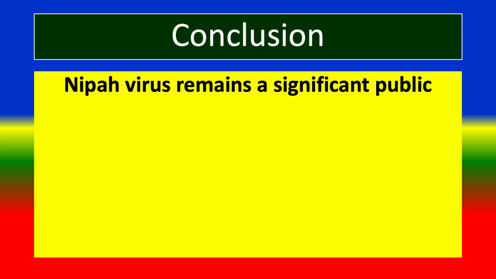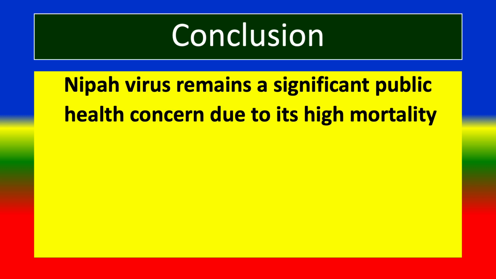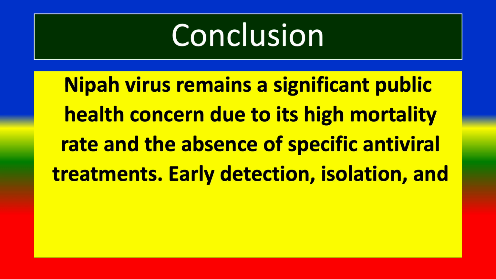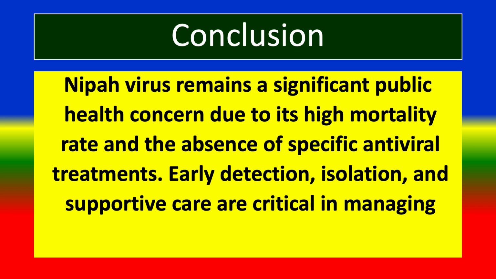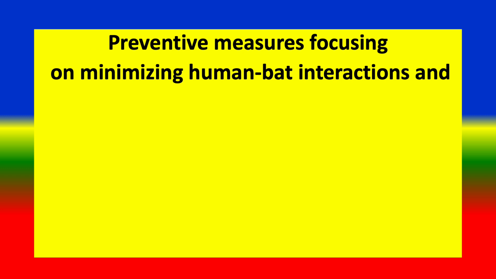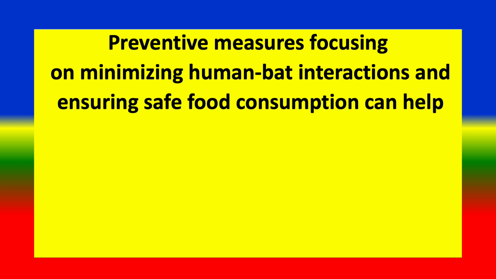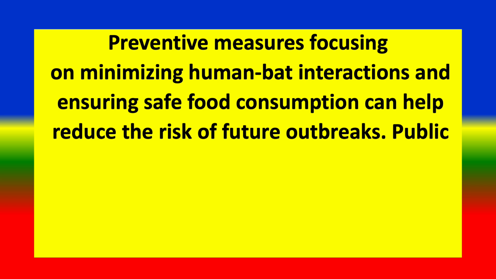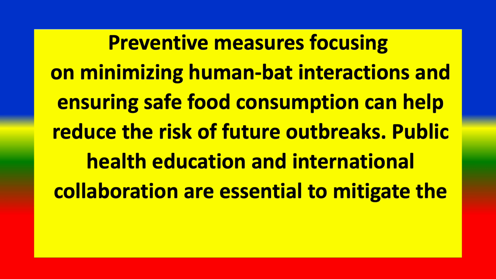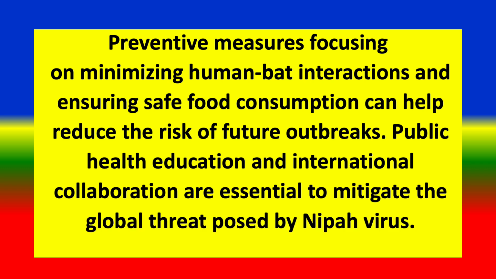In conclusion, Nipah virus remains a significant public health concern due to its high mortality rate and the absence of specific antiviral treatments. Early detection, isolation, and supportive care are critical in managing outbreaks. Preventive measures focusing on minimizing human-bat interactions and ensuring safe food consumption can help reduce the risk of future outbreaks. Public health education and international collaboration are essential to mitigate the global threat posed by Nipah virus.